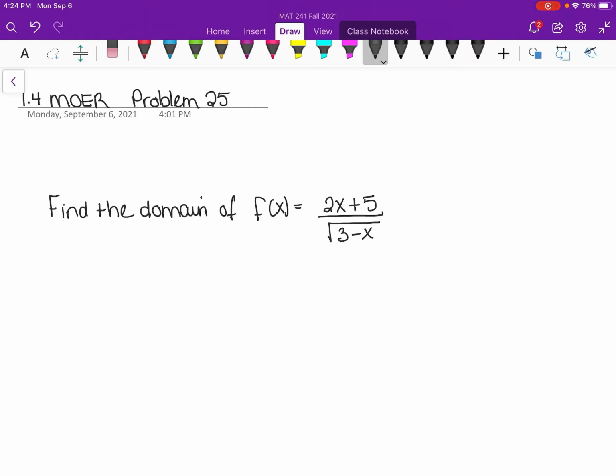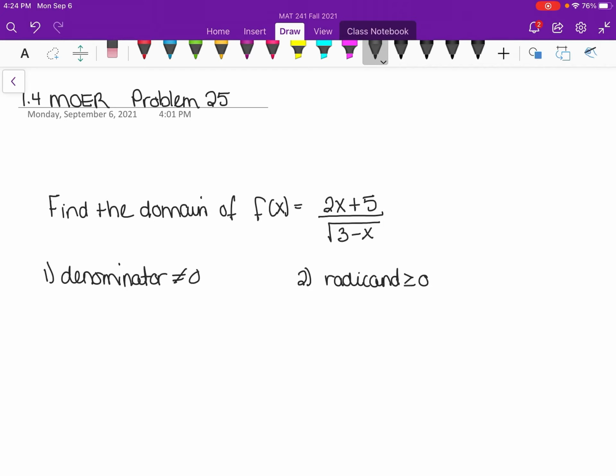So let's remind ourselves of that rule. The denominator cannot equal 0, but it also has a square root. So we have two rules we have to worry about. What's under the square root, which is called the radicand, must be greater than or equal to 0.